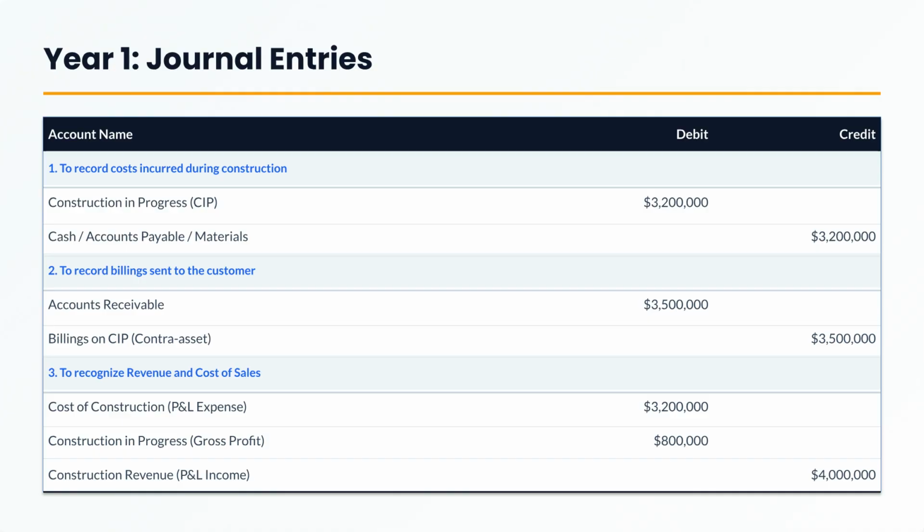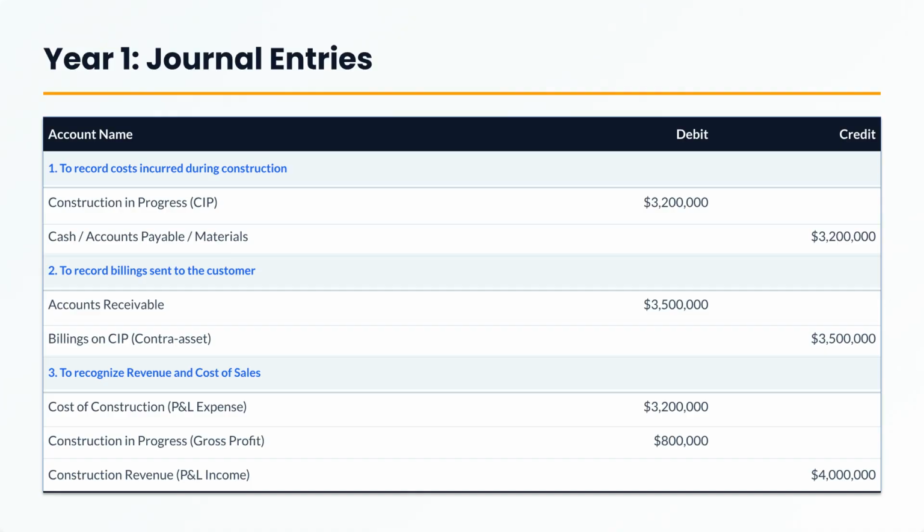Now let's translate that into journal entries. First, as we spend money on materials and labor, we debit an asset account called Construction in Progress, or CIP, for $3.2 million, and credit cash. Think of CIP as an inventory account for contractors.